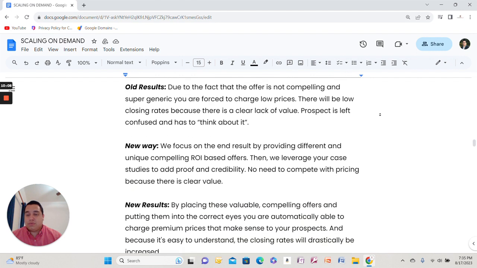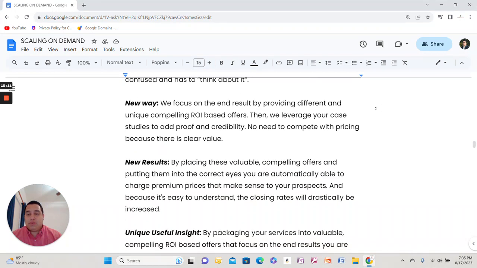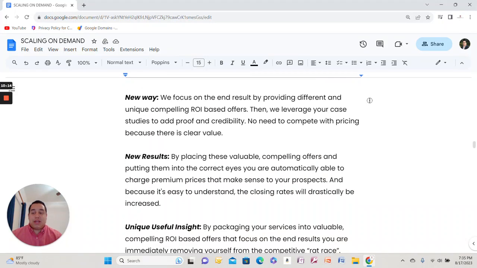So what we do is, even if you're selling the same service and you have a lot of competitors around, instead of focusing on, hey, this is the process, this is what it looks like, we focus on the end result. And by focusing on the end result, we're leveraging your case studies, and we add proof and credibility, and we're focusing on that dream island. So right now they're in Hell Island. They want to go to Dream Island, and through those case studies, they know that you can take them there.